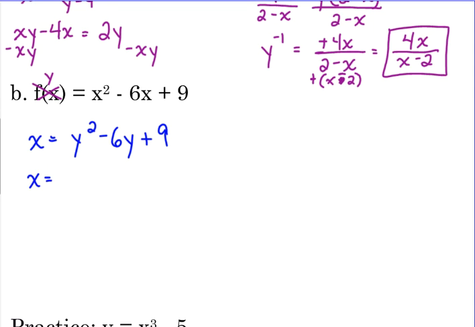So can we factor the right side? Yes, we can. It's a perfect square trinomial. So guess what? It is y minus 3 squared. So now, instead of having two different versions of y here, we only have one version of our variable. So we can take the square root to get rid of the squared.